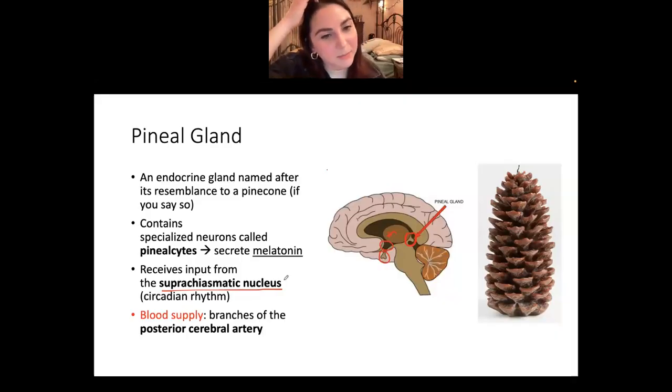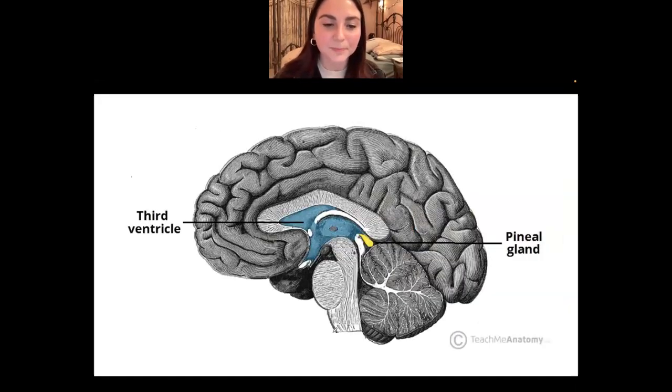Its blood supply is branches of the posterior cerebral artery. So we've covered two of the three main cerebral arteries that are supplying some of these structures. And here's another picture of it. Don't worry about ventricles, you'll cover that in neuro. But here's your pineal gland, which I guess looks like a pine cone, but it's all the way back here. This would be roughly where the thalamus and hypothalamus are, and you can't really see the pituitary gland, but it would be somewhere down here.